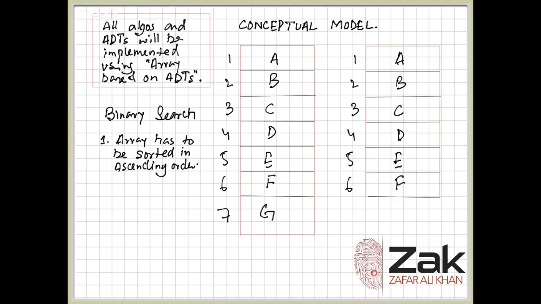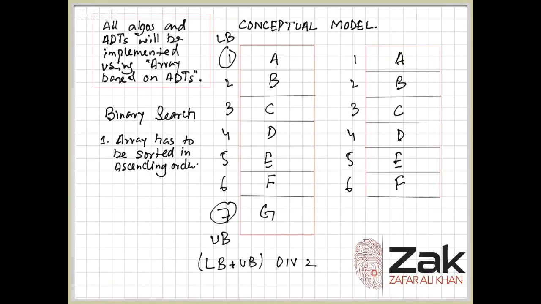So this is lower bound, this is upper bound. So first we will calculate the middle. How do we calculate the middle? Lower bound plus upper bound div 2. Why div? What is div? Whole number division. Otherwise you will have to divide by 2 and then apply the integer function.